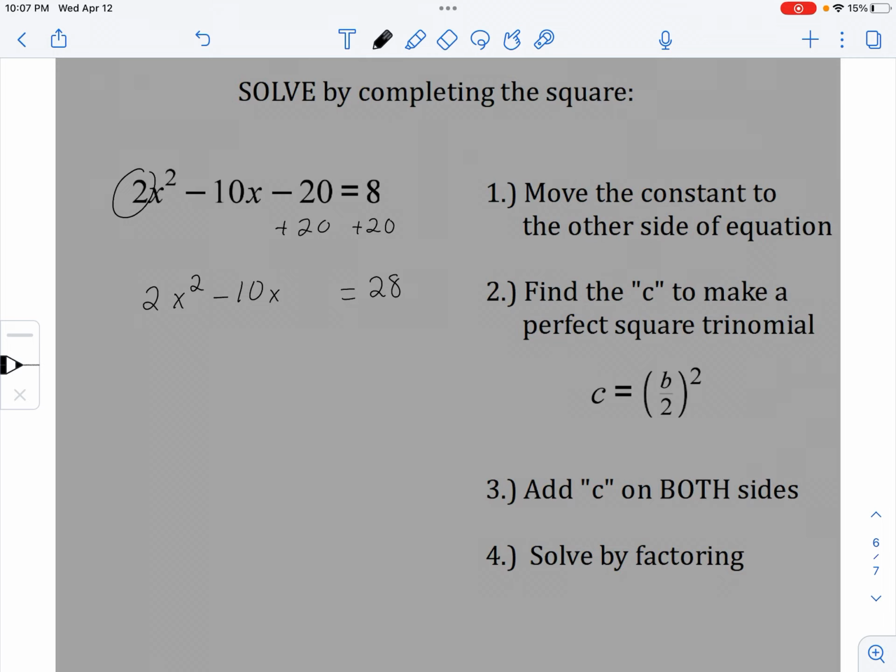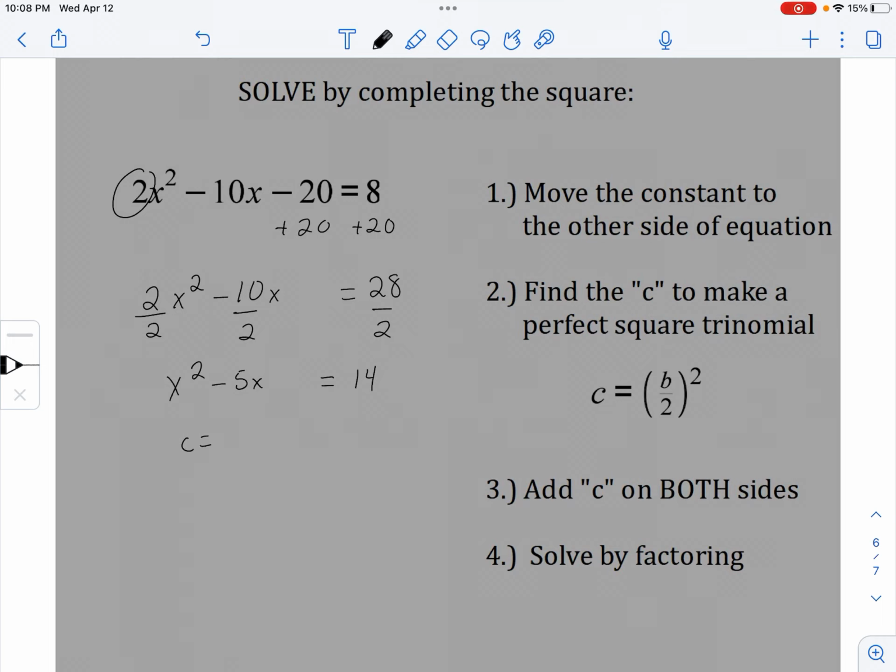Okay, it says find the c value. However, before we do that, we need to factor out this a, so that it's only 1. So we're going to divide everything by 2. So that's going to leave us with x squared minus 5x is equal to, well, 28 divided by 2. That is going to give us 14. Okay, so now this is where it might get a little tricky, and you're going to want to try and convert it. I'm going to leave it in fraction form.